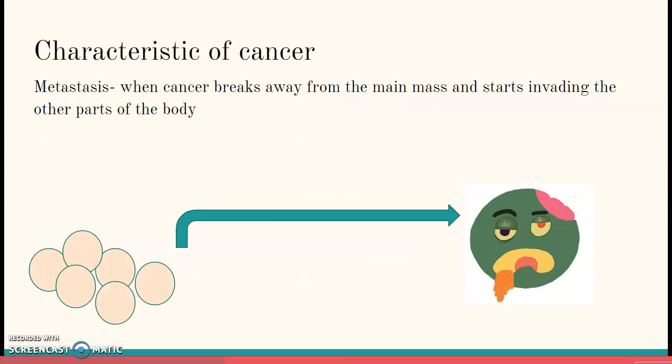Going back to characteristics of cancers. One characteristic of cancer is metastasis, when cancer breaks away from the main mass and starts invading other parts of the body. So even though cancer, let's say, could start in your breast, it could spread to your stomach, to your pancreas, and other parts of the body, because it's when it spreads from one part and affects another.